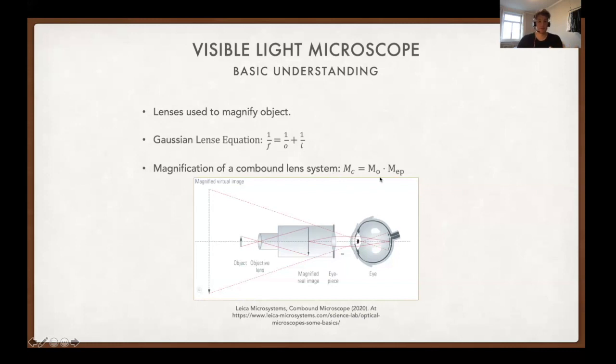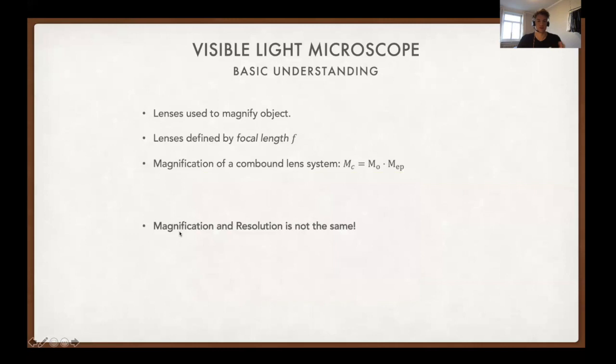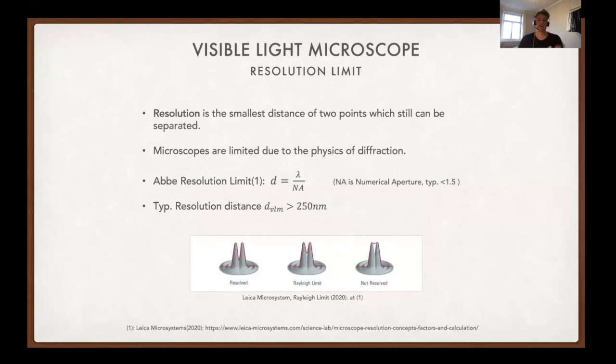Now you can think of multiple lenses in series leading to a theoretically infinite magnification. That is possible, but there is another very important characteristic of light microscopes, or microscopes in general, namely the resolution. And as you might expect, this resolution is where the light microscope gets to its limit. So remember, magnification and resolution are not the same. Resolution is defined as the smallest distance between two points which can still be separated. So it is the ability to distinguish between two details on the object you are about to observe.